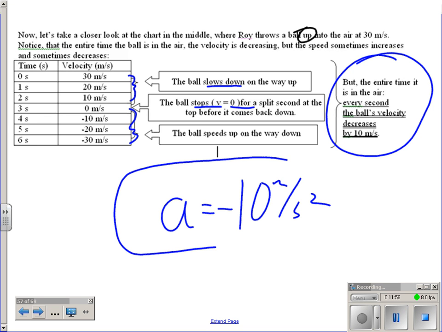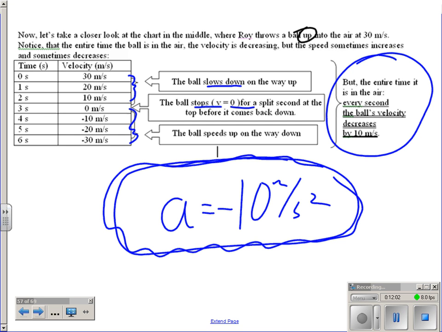So when I see you next in class, we are going to work on problems where the object is in free fall, which means automatically you know what the acceleration is. This is going to be one of those things, like we talked about hidden zeros before. Here's a hidden acceleration. Anytime the problem says Roy throws a ball or drops a ball, automatically you know what your acceleration is.